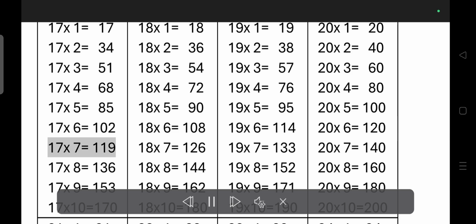102. 17 times 7 is equal to 119. 17 times 8 is equal to 136. 17 times 9 is equal to 153. 17 times 10 is equal to 170. 18 times 1 is equal to 18.